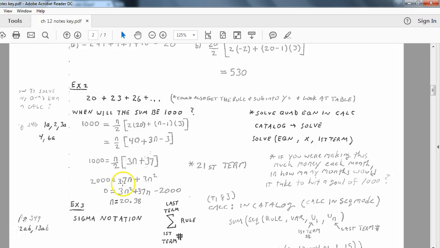One other way of solving this in the calculator is if you go through a little distribution here. So that's what I distributed and got this look right here. I multiplied the 2 over, distributed the n. If I subtract my 2000 over and get the quadratic, make it equal 0, you can also solve a quadratic in your calculator. So I'll show you how to do that really quick as well. So keep that image in mind, and we're going to do the 3n squared plus 37n minus 2000.